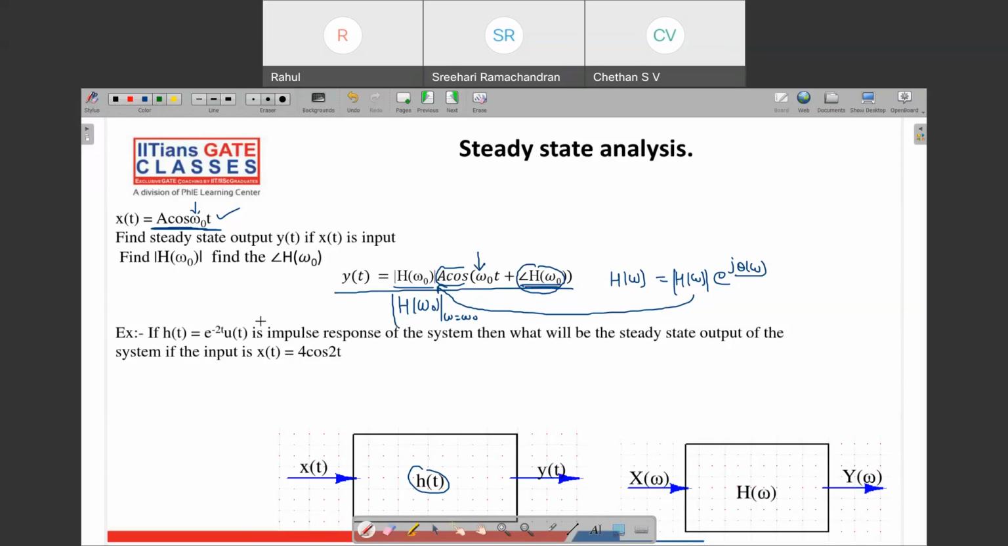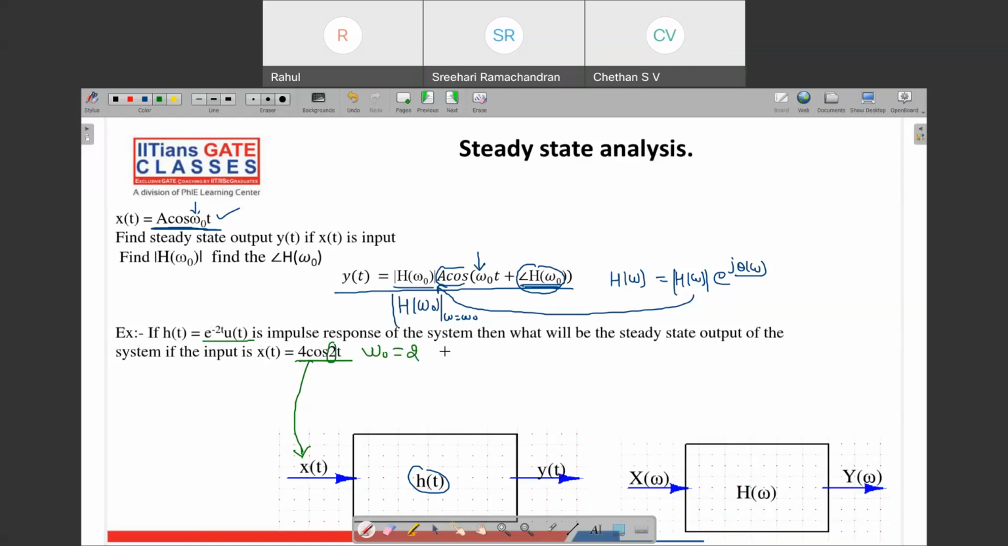So let's say we have a signal which is equal to 4 cos 2t, which is the input of the system, and it is passed through a system whose impulse response is e to the power minus 2t u(t), and we need to find out what will be the steady state response of the system. So in this case, this is the x(t), 4 cos 2t. Now, if you see, this 2 is our omega naught. So omega naught is equal to 2.